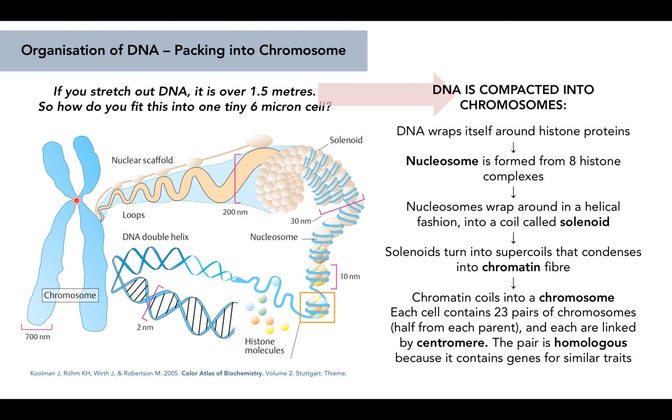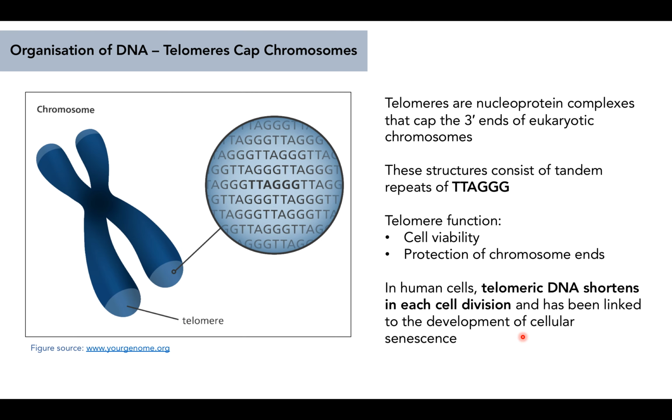This is one end of the chromatin fiber. We inherit it from our mothers, and the other end of the chromatin fiber we inherit from our father. So one fiber from our mum and one fiber from our father, and this is connected with a centromere. That's why we say each pair of chromosomes is homologous to each other, because they contain genes for similar traits. So you've got the blue eye gene from your mum and the brown eye gene from your father, but they are both genes that code for eye color, so that's why we say they are homologous to one another. Okay, so that's how DNA is compacted into a chromosome.